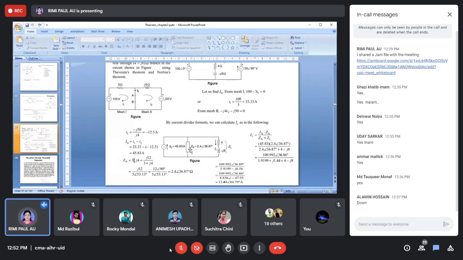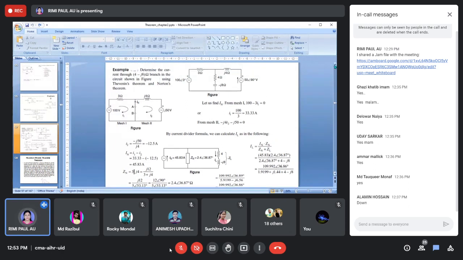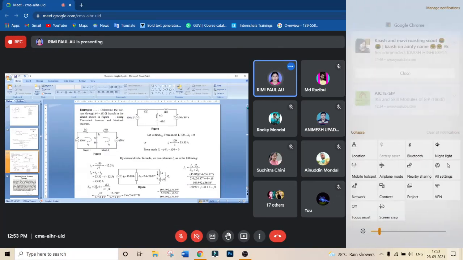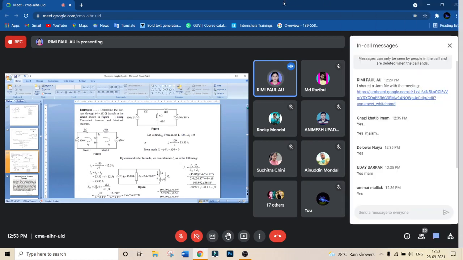So the second step for your case, you will convert it into a voltage source, and you will find out what will be the IL. And the third step, you will take this problem and solve it following the Thevenin's theorem steps. This is your task, and the superposition theorem assignment I have already given on the previous day. Within Monday you have to complete and submit your assignment.